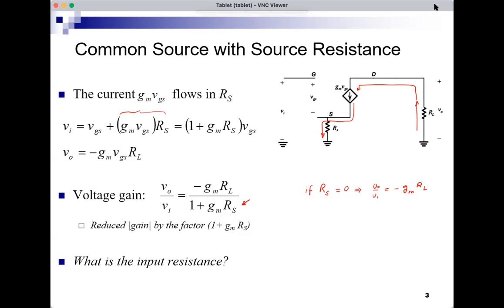What about the input resistance? What's the input resistance in this case? The input resistance is always VI over II, and this is the input current, but there's an open circuit here. At low frequency, II is 0, and this means that the input resistance, whether there is an RS or not, is infinite because the input current is 0.